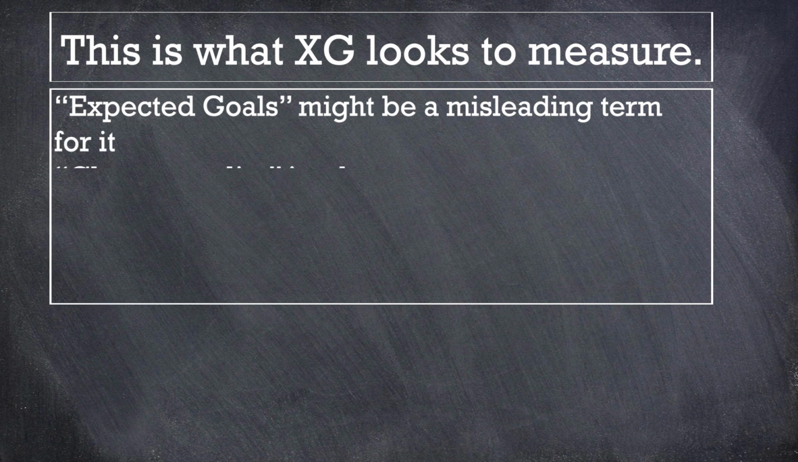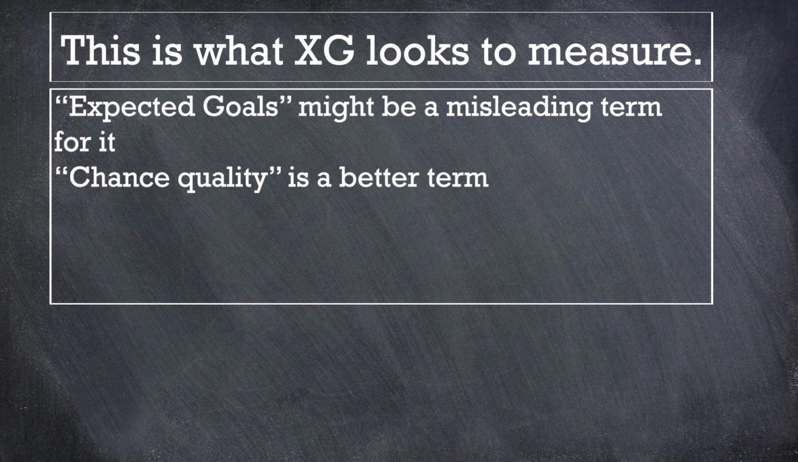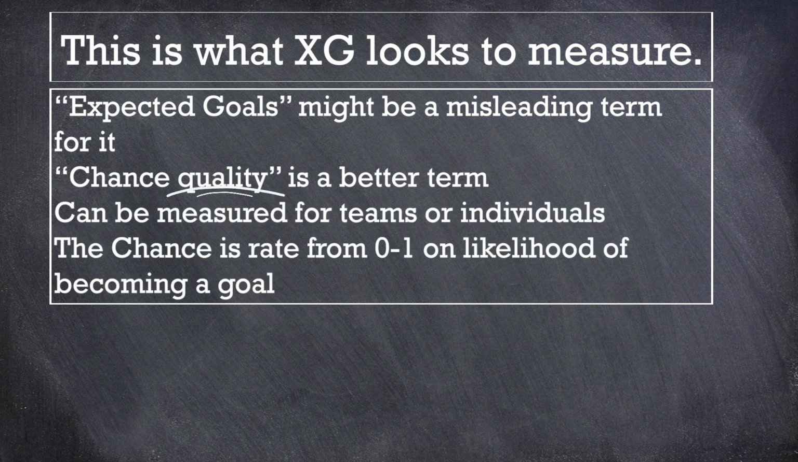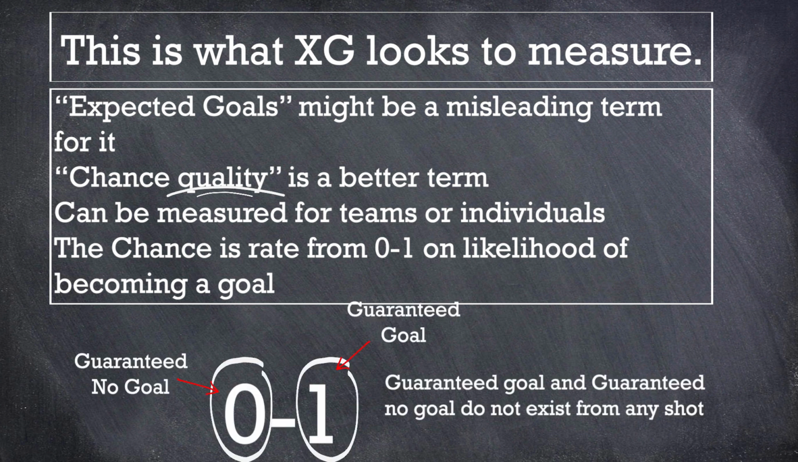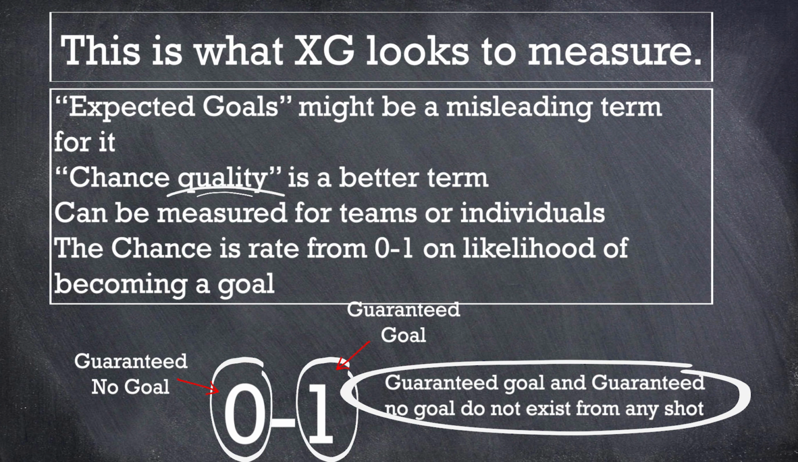Expected goals may be a misnomer. If the term chance quality was used instead, there would be fewer complaints about this metric. Because that's just what it does. It measures the quality of the shots a team or a player took. And it gives a number between 0 and 1 as to how likely that shot would be to go in. 0 is no chance of a goal, and 1 is a guaranteed goal. But in football, there's no such thing as a guaranteed goal.